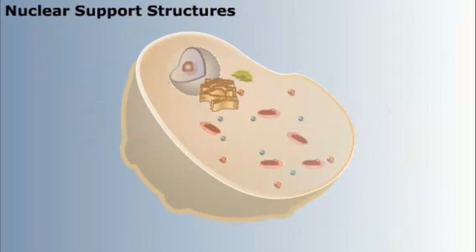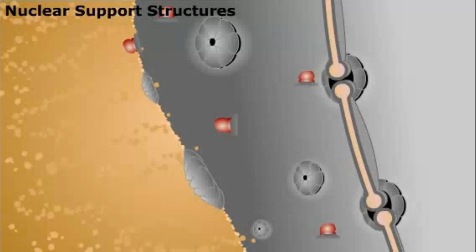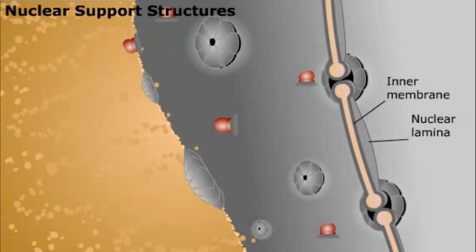Like the rest of the cell, the nucleus also needs support structures. A network of protein filaments called the nuclear lamina is just inside the inner nuclear membrane. It's attached to both the membrane and to chromatin inside the nucleus and helps maintain the nuclear shape.